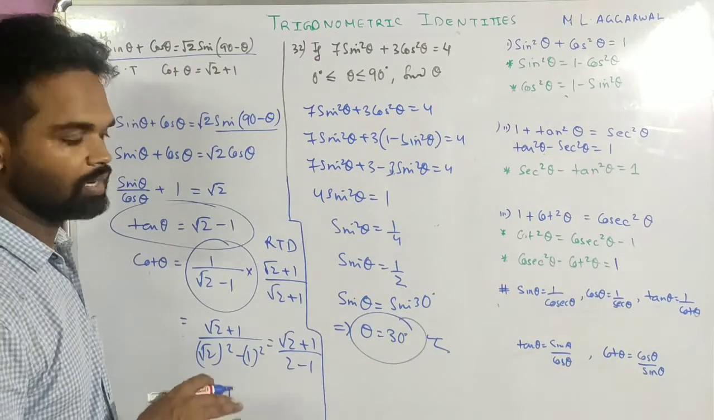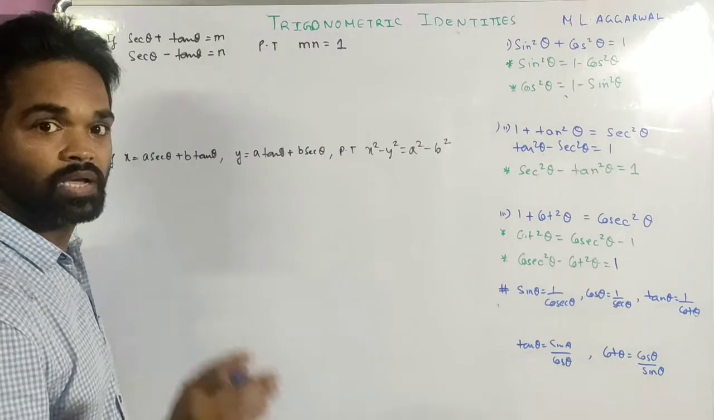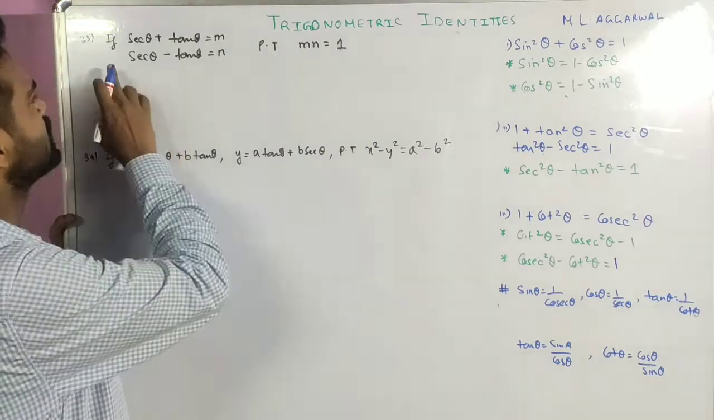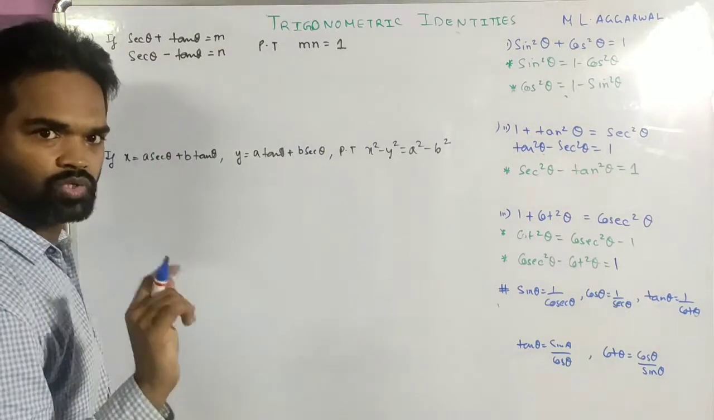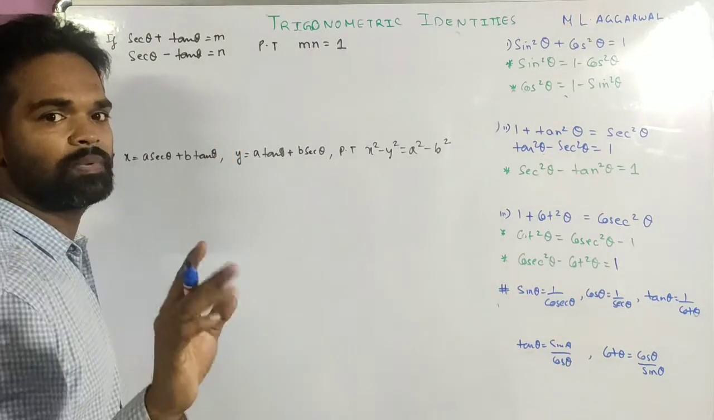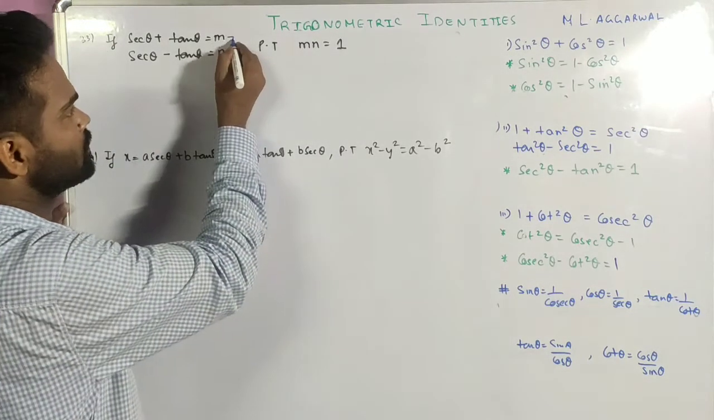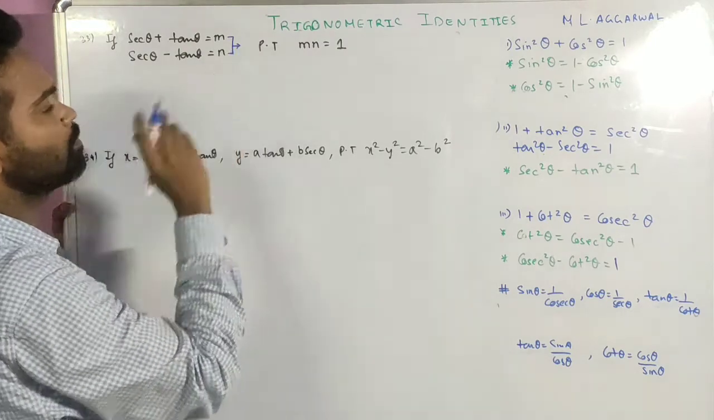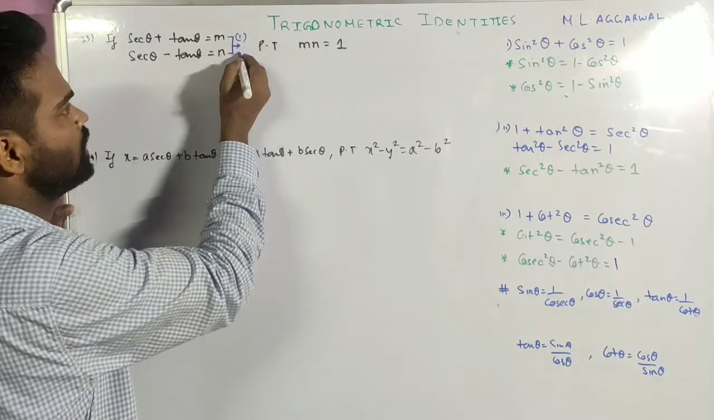Done. Now let us look at the next sum. Now look at sum number 33. Very easy. If sec theta plus tan theta equals m, and sec theta minus tan theta equals n, prove that mn equals 1. These two expressions are there. You just multiply them. Suppose this is equation 1, this is equation 2.